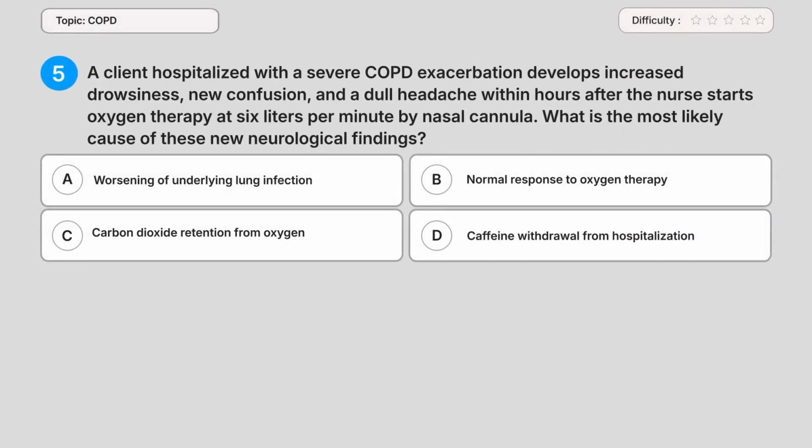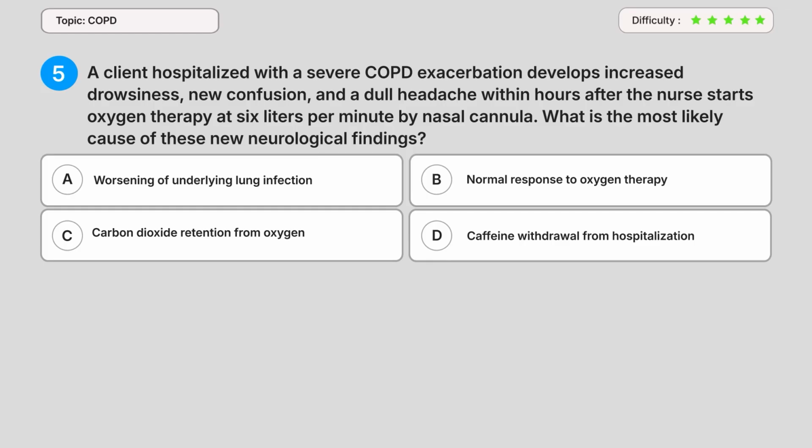5. A client hospitalized with a severe COPD exacerbation develops increased drowsiness, new confusion, and a dull headache within hours after the nurse starts oxygen therapy at 6 litres per minute by nasal cannula. What is the most likely cause of these new neurological findings?